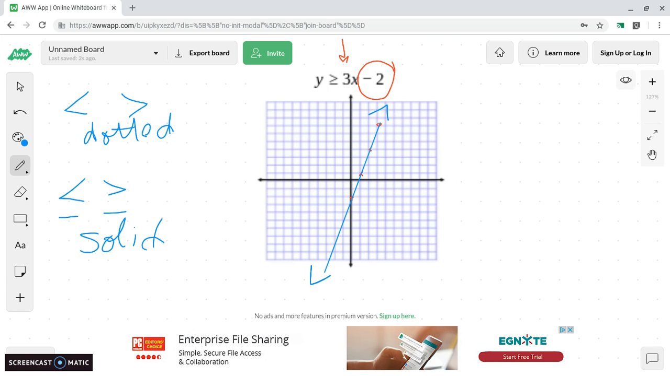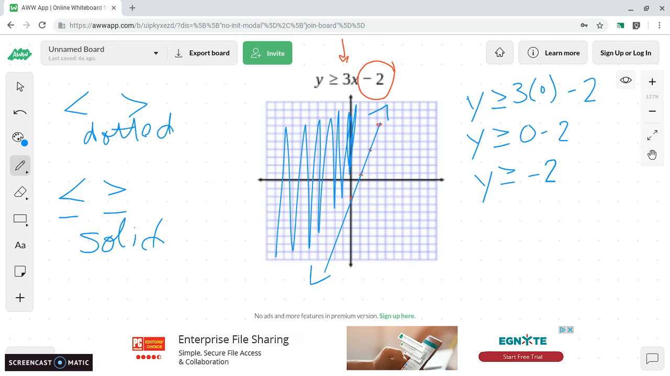So for the shading part, we want to plug in 0 for x. And so we have y is greater than or equal to 3 times 0 minus 2. 3 times 0 is 0, so we have y is greater than or equal to 0 minus 2. 0 minus 2 is just -2. So we have y is greater than or equal to -2. So what that means is we want to shade on the side where the y values are greater than -2. Those y values are up here. And so we want to shade this whole side of the line. And then we graphed our inequality.